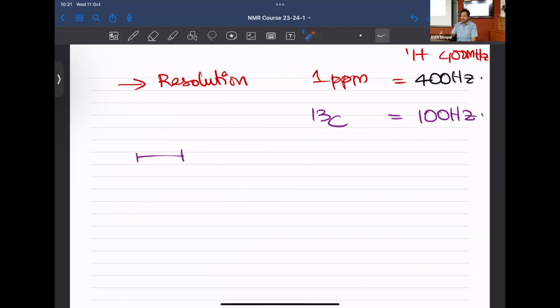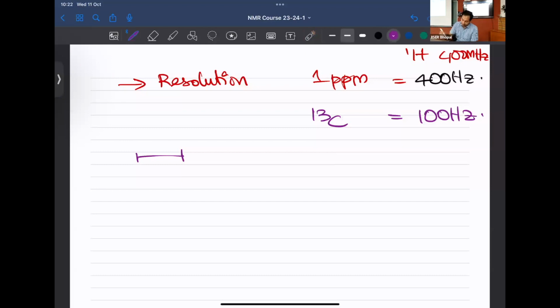So although we said that the chemical shift span is better for carbon, it goes from 0 to 200 ppm, but actually the hertz per point is lesser per ppm for carbon. So if you have multiple carbons that are close to each other, the resolution might not be that high. Okay, so you do take a hit in the resolution. The advantage is that nature has given you a larger spectral width to span.